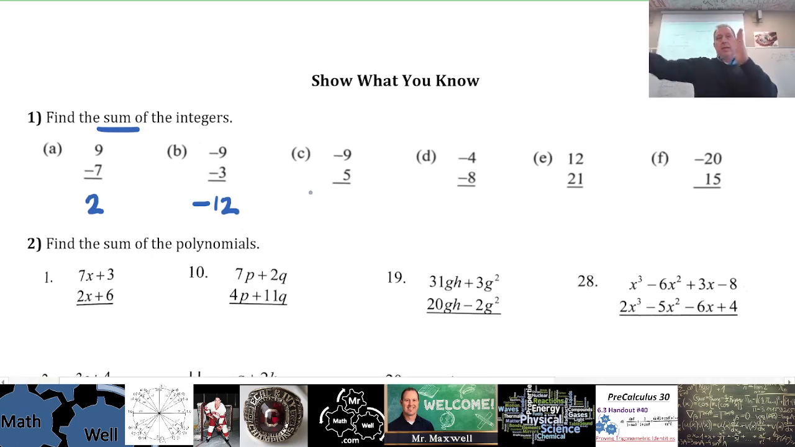Negative 9. Okay, here's 0. Negative 9. We're going to add 5 now. We're coming closer to 0, so we're at negative 4. Good. Negative 4 plus a negative 8, or negative 4 minus 8, is negative 12. Good. 12 plus 21. 33.